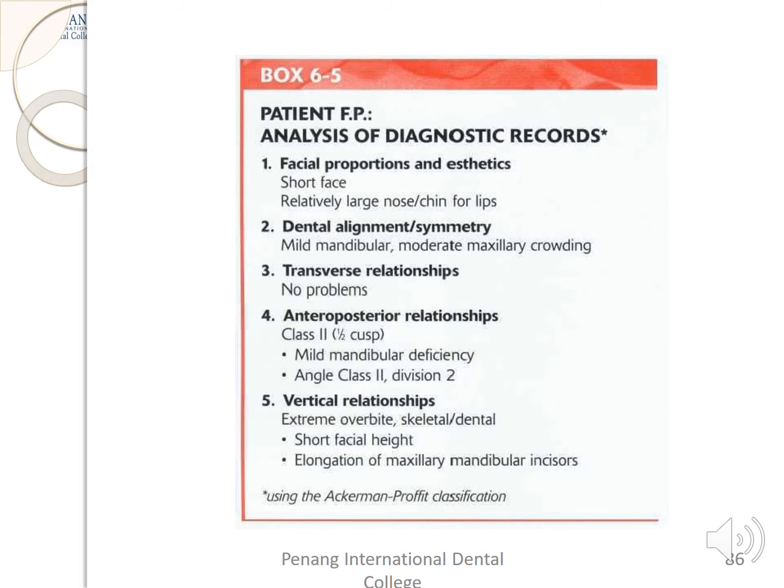Okay. For the antero-posterior relationship, the patient has a class 2 skeletal with mild mandibular deficiency and an Angle class 2 division 2 incisor relationship. For the vertical relationship, the patient has extreme overbite and short facial height, and there is also elongation of maxillary and mandibular incisors.